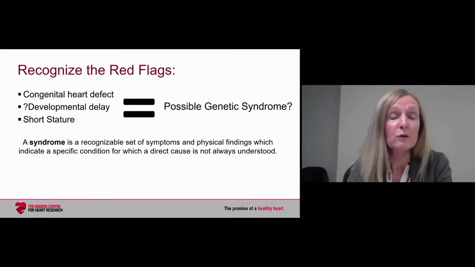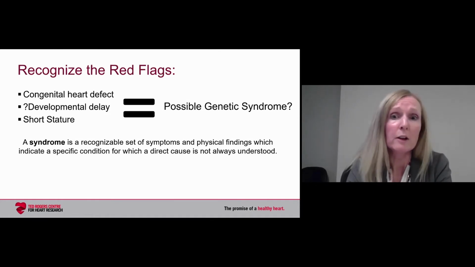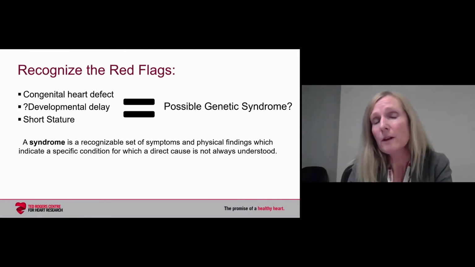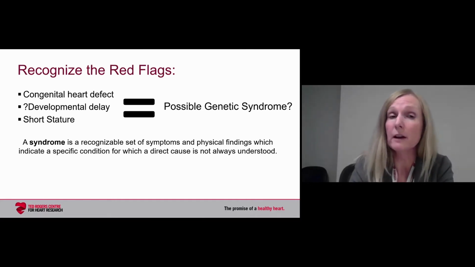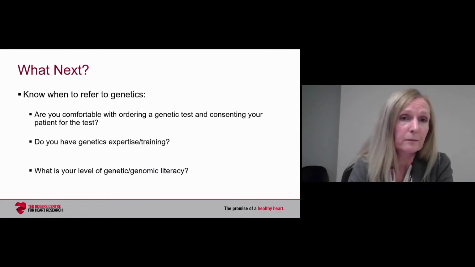As you know, a syndrome is a recognizable set of symptoms and physical findings, which may indicate a specific condition for which a direct cause is not actually always understood. So now that you've recognized these red flags and understand that there is a possibility of an underlying genetic disorder here, what are the next steps?